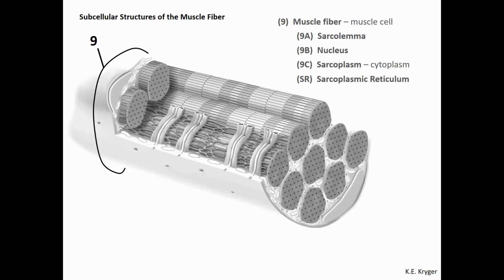Remember, we're rebranding the cell membrane. We can't call it a cell membrane because this is a muscle fiber. So we call it the sarcolemma. Here, this entire structure, that's our cell membrane or the sarcolemma. So this is 9A.